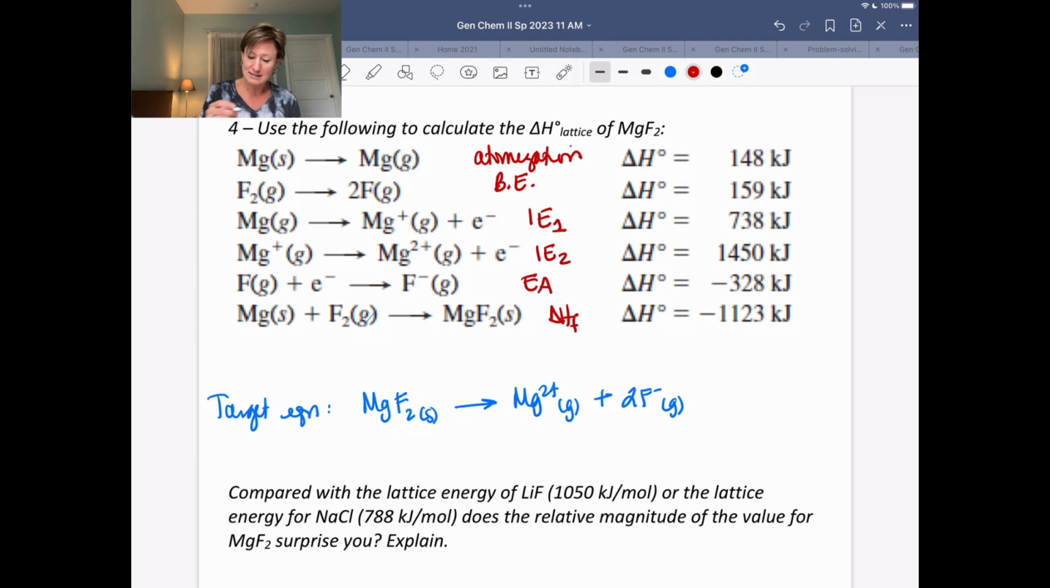Now, as I'm looking at things here, hopefully you can recognize that I am probably going to need to scale this equation. So this equation right here is going to need to be scaled. And how do I know that? Well, I'm looking at the fact that I need to have 2 fluorides in my equation, and I only have 1 there. That's going to be a problem. Something else is I'm looking at my target equation, and my target equation has magnesium fluoride as a solid.